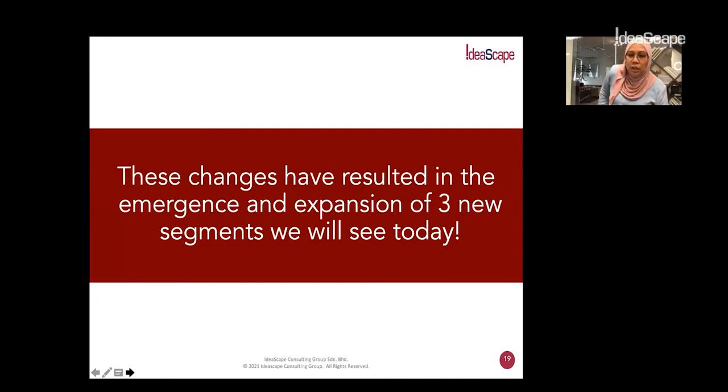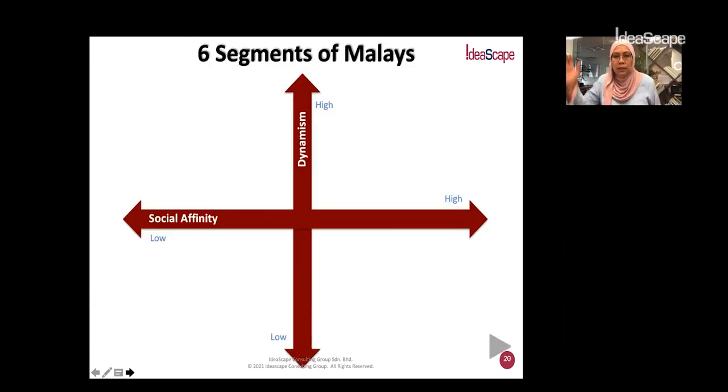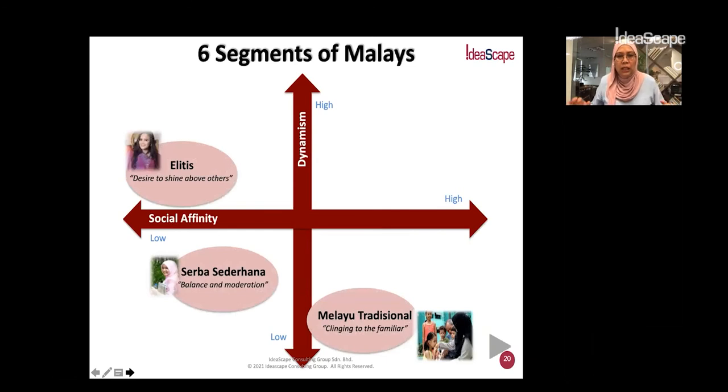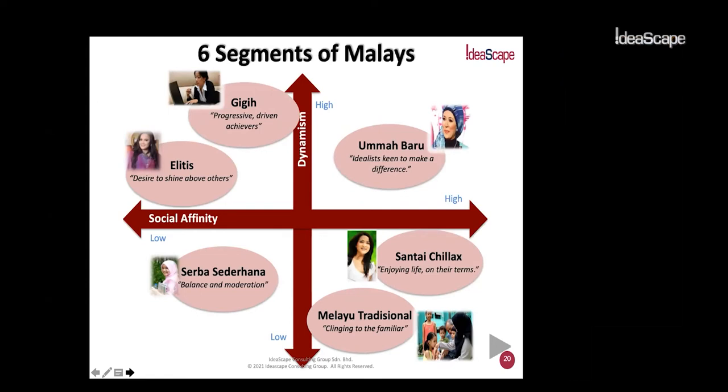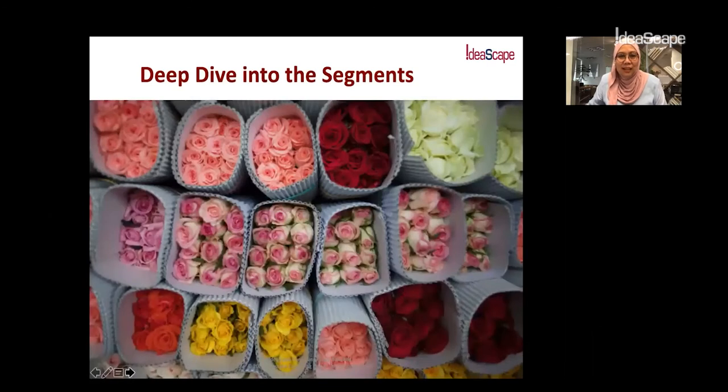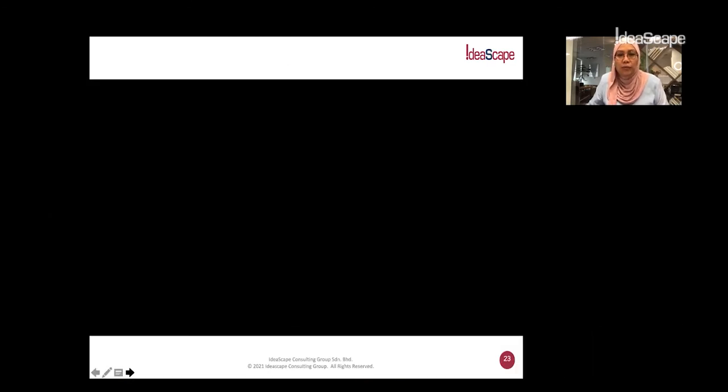Now, these changes have resulted in the emergence and expansion of three segments that we will see today. Based on the dimensions that I've created, dynamism and social equity, we have these three that have been around for the longest time, what we call the elitist, the serba sederhana and the Melayu traditional. It's still there. However, the changes that I explained just now have created three new segments called Gigih, Umah Baru, and Santai Chilex. Introducing them to you today. Now, let's watch a quick video on this.